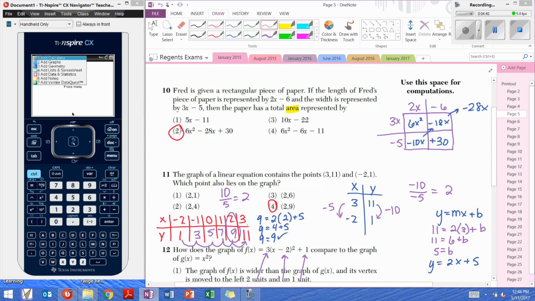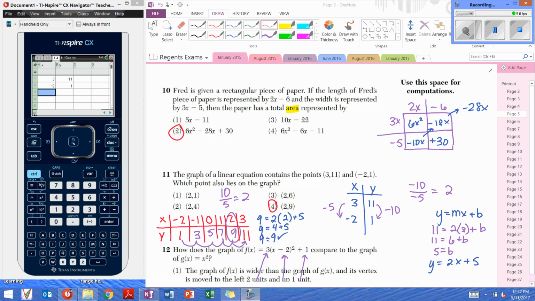There's a way to do it on the calculator. I just think that this is the fastest way. I can show you how to do it on the calculator. You're just going to add those 2 points to your lists and spreadsheet, as well as the 4 points that they gave you.